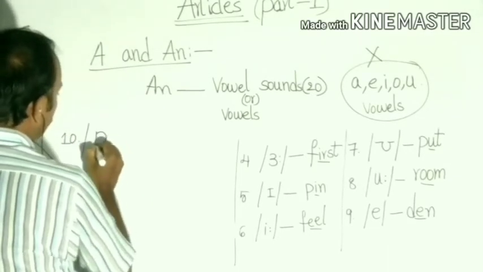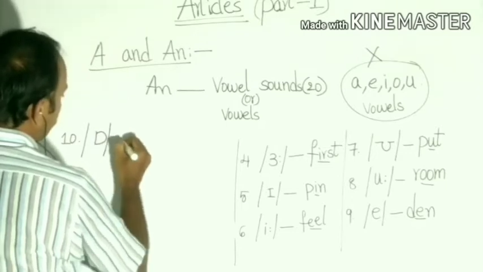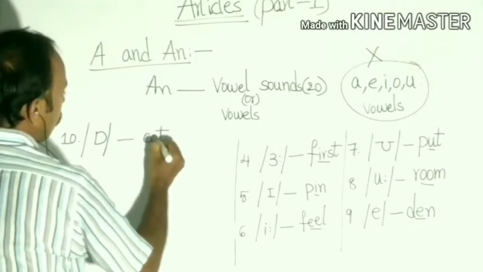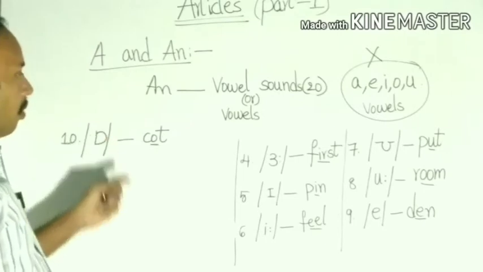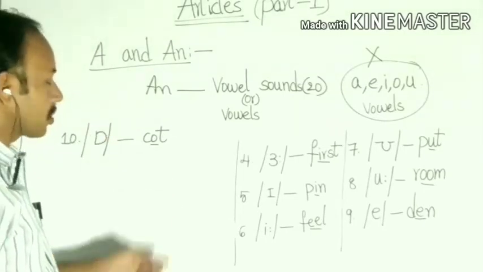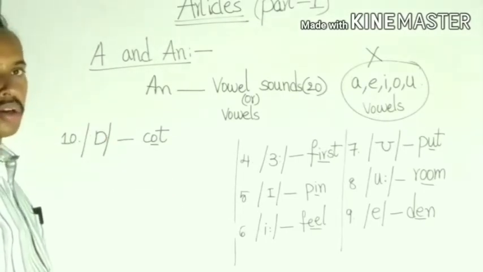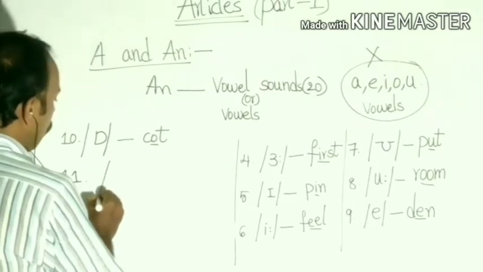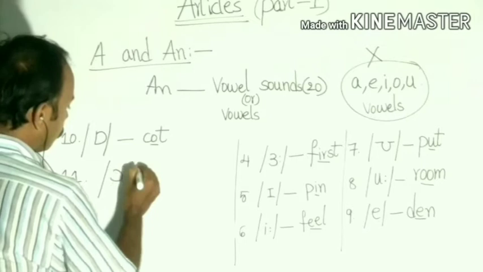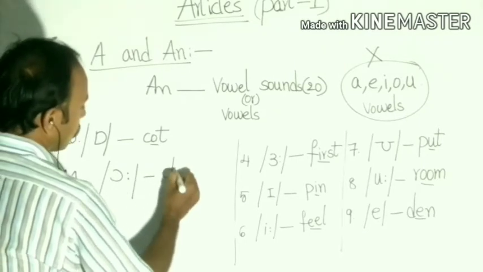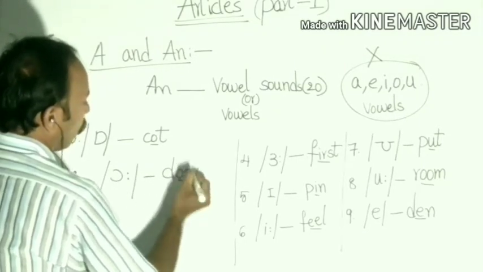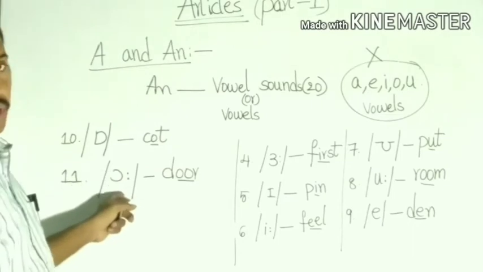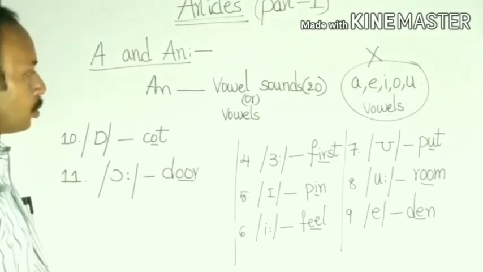O, as in caught. O, as in caught. Pot, lot, like. Next one, O, as in door. Okay, O sound. So, as in door.